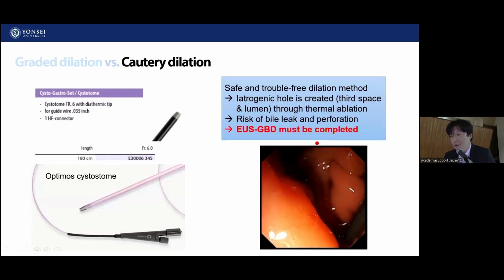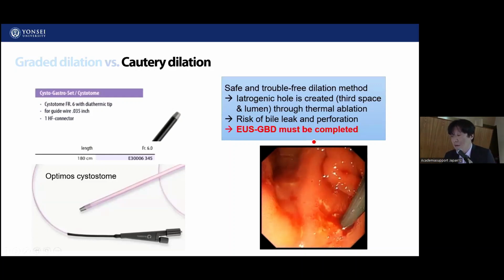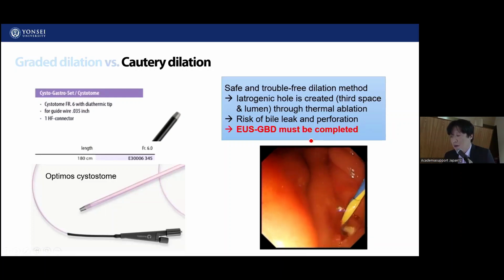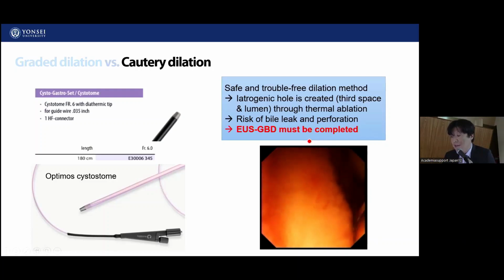In terms of cautery dilation, it is a safe and trouble-free dilation method because the iatrogenic hole is created through thermal ablation. There is a risk of bile leak and perforation. So I think that if you use cautery dilation, USGBD must be completed.